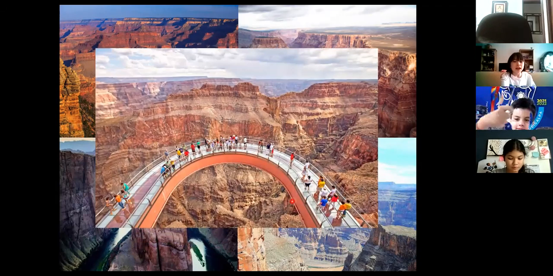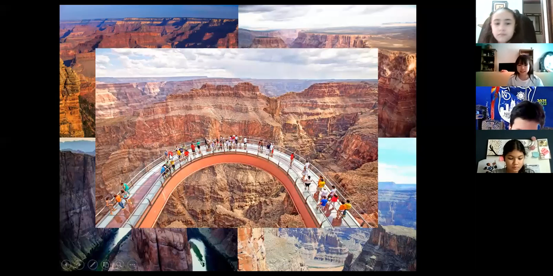Yes. Look, these people. They are the visitors. They are looking. They are having an experience here, the Grand Canyon. Is there a rifle?